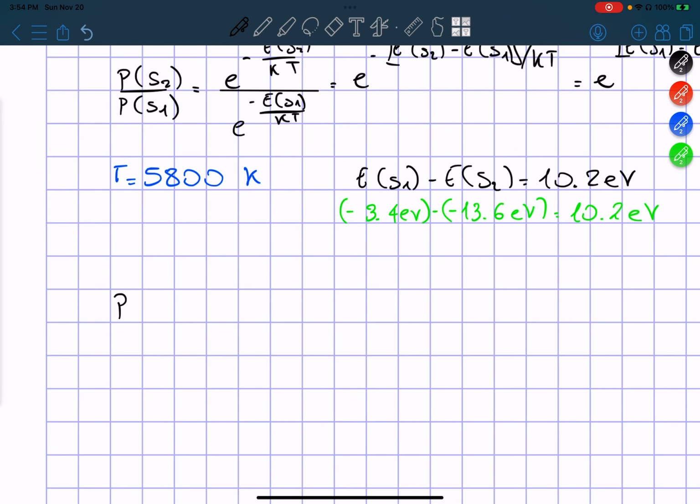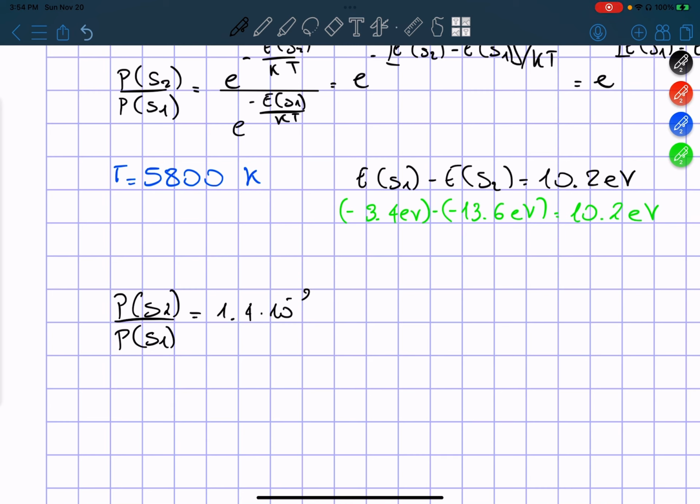Okay, so now we can calculate the probability, and we'll find out that the ratio between the probabilities, or the probability of an electron being in the second state instead of the first state, ends up being about 1.4 times 10 to the power of negative 9, substituting all the values in.